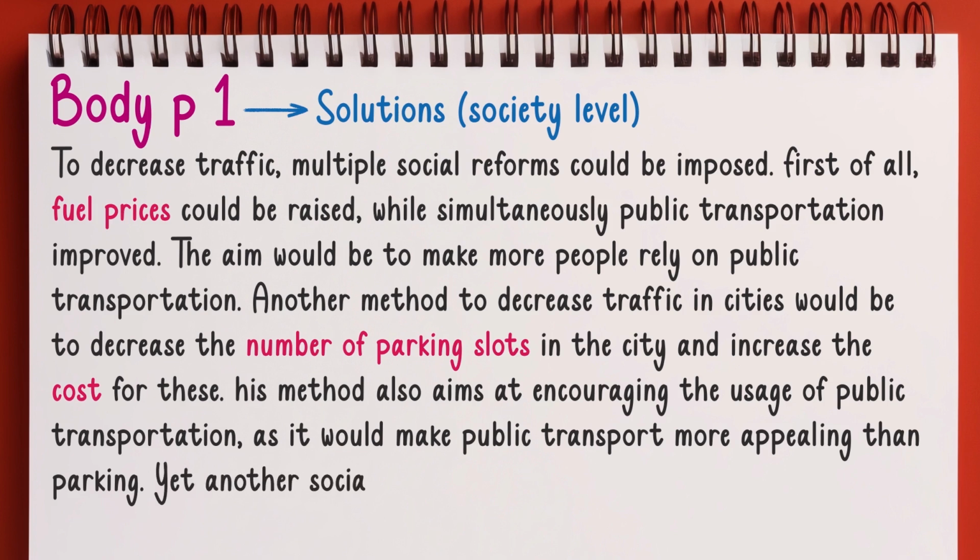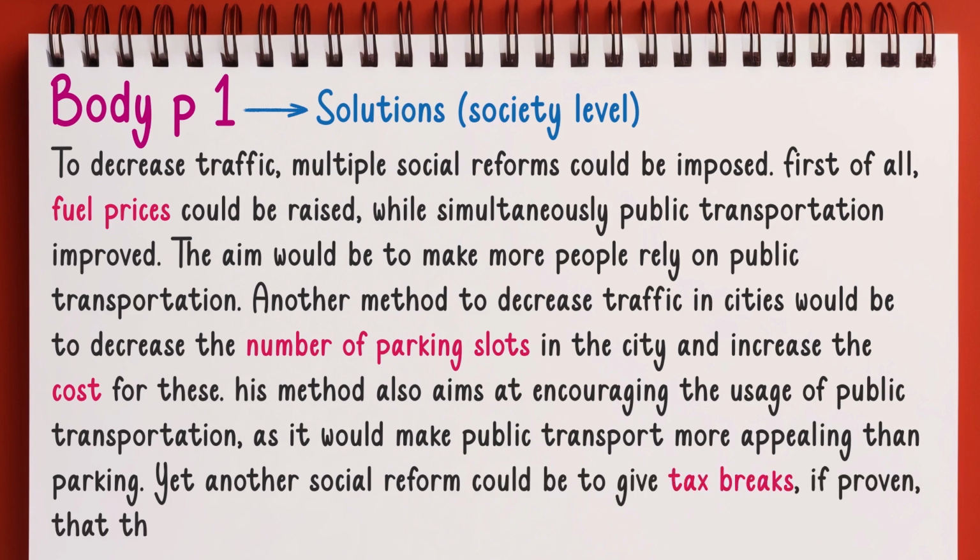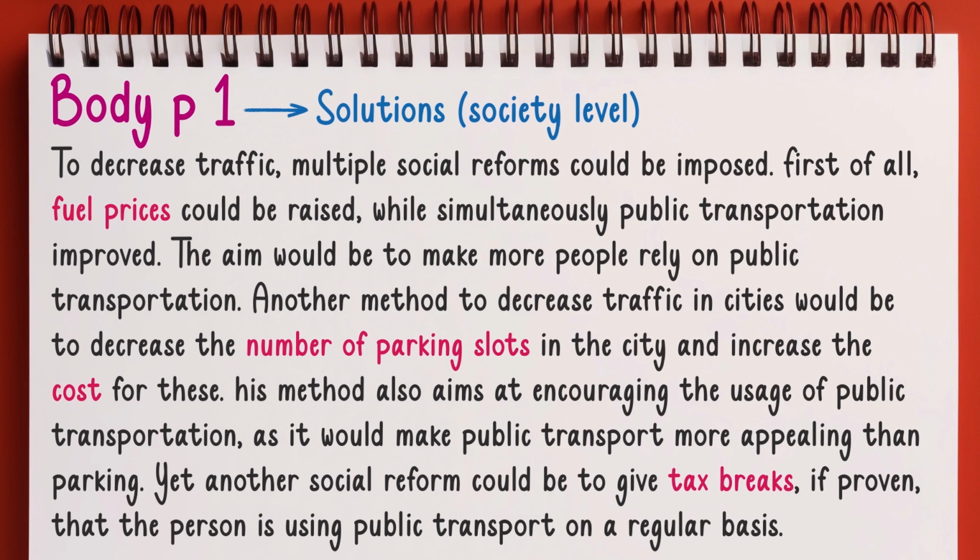Yet, another social reform could be to give tax breaks if proven that the person is using public transport on a regular basis. All right, that's it for this paragraph. In this paragraph, we provided three methods that society can do in order to decrease the number of cars on the roads and on the streets. And also, for every solution, we expanded it. We justified it. We talked about the results of that method.